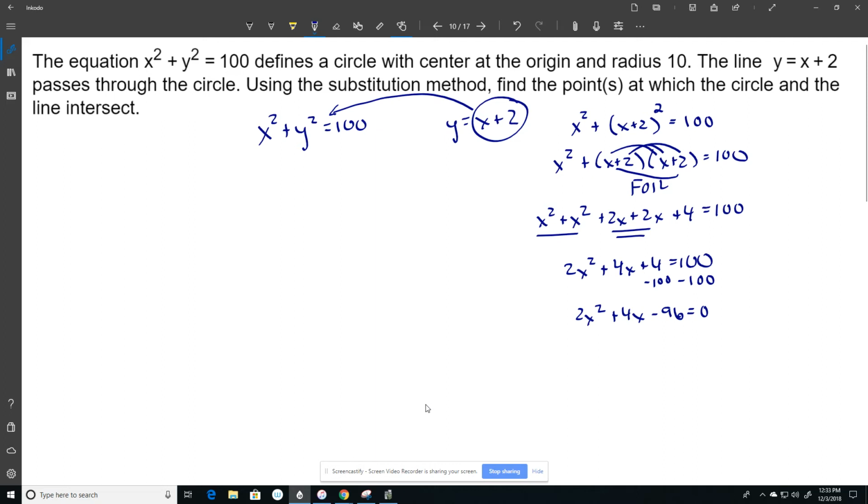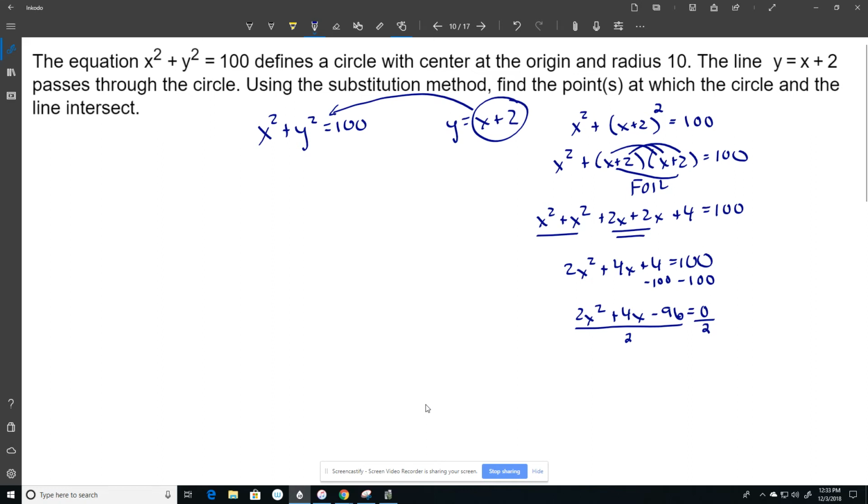X squared is being multiplied by 2. And before I factor this, I want to get rid of that 2. The way I'm going to do that is I'm going to divide everything on this side by 2, which means I also have to divide everything on this side by 2. Let me show you.